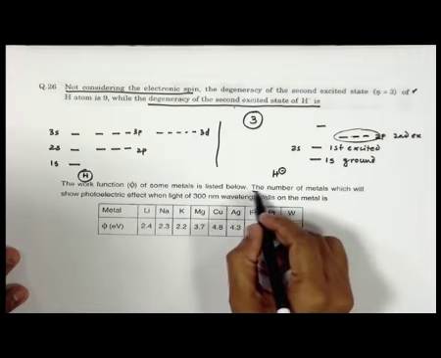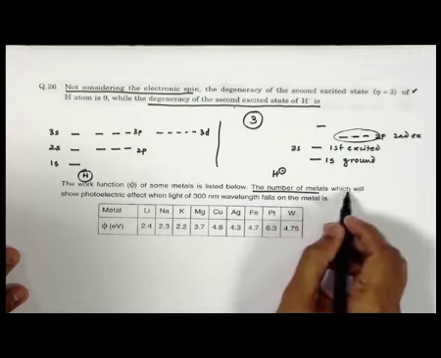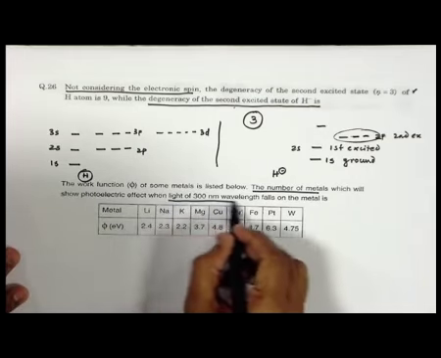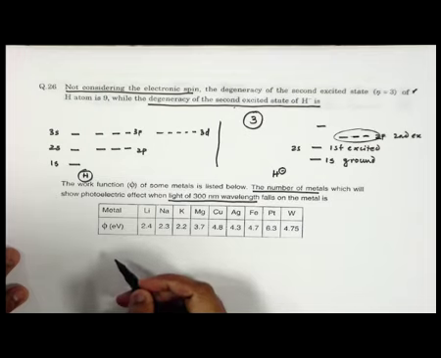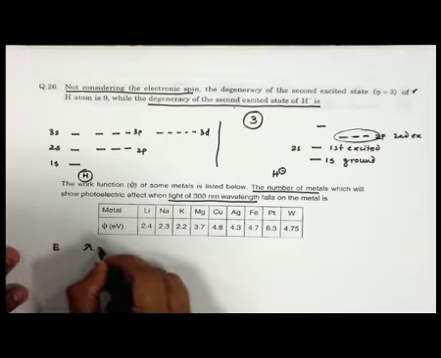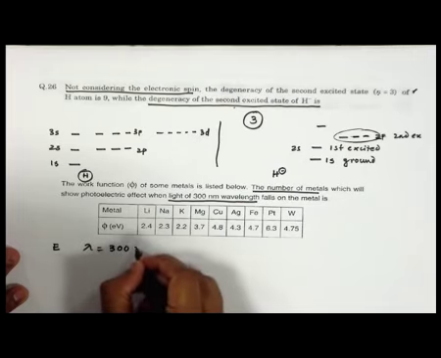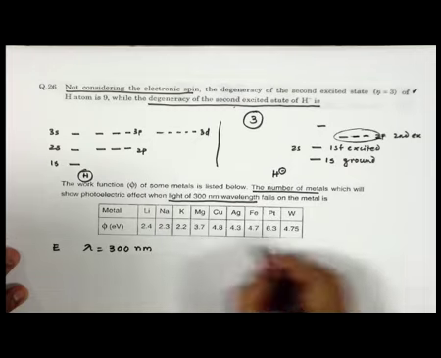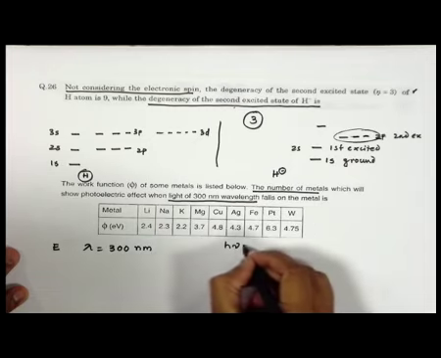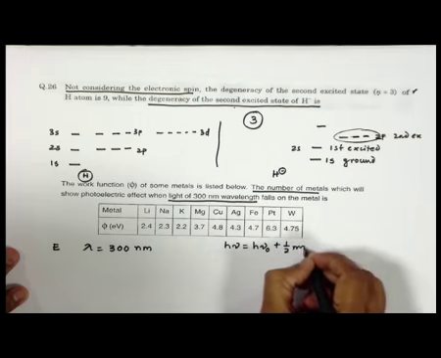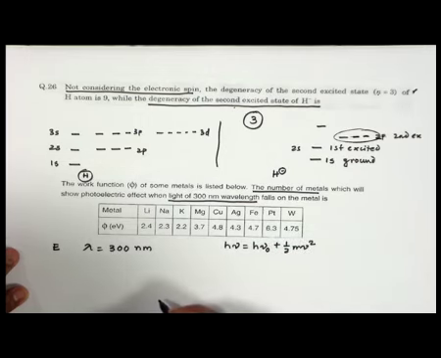The question asks to find out the number of metals which will show photoelectric effect when light of 300 nanometer wavelength falls on the metal. So, I am supplying energy corresponding to lambda equals 300 nanometer, and I know that this energy... So, there was this conservation of energy from the photoelectric effect discussion.